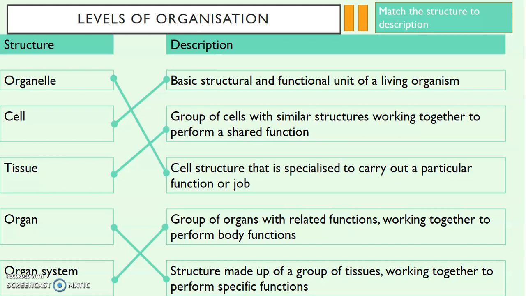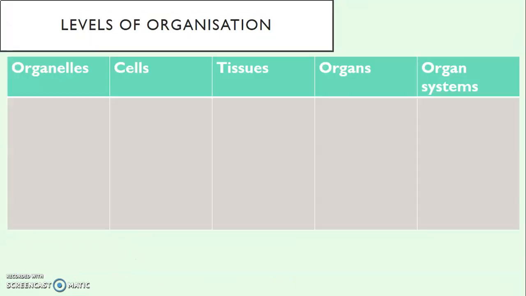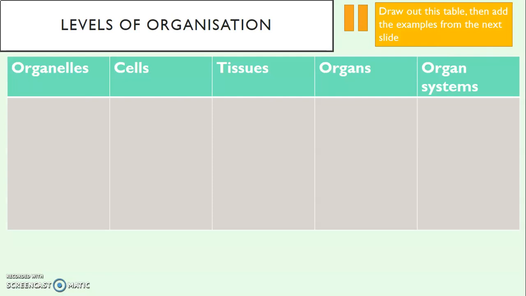So thinking about some examples, what I would like you to do is to draw out this table. So we've got organelles, cells, tissues, organ and organ systems, and then we're going to put some specific examples in. So what you'll need to do is pause the video and draw the table out. When you're ready, then press play again and there'll be some specific examples, so you can let them run through and then pause and add them into your table.